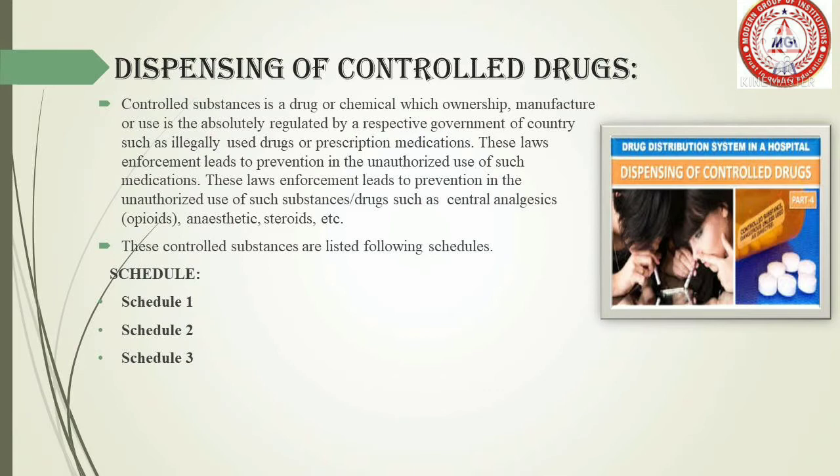These controlled substances are listed in the following schedules: Schedule first, Schedule second, and Schedule third. Schedule first: the drugs under this schedule have high potential for abuse and have no accepted medical use in treatment. Example: raw opium.